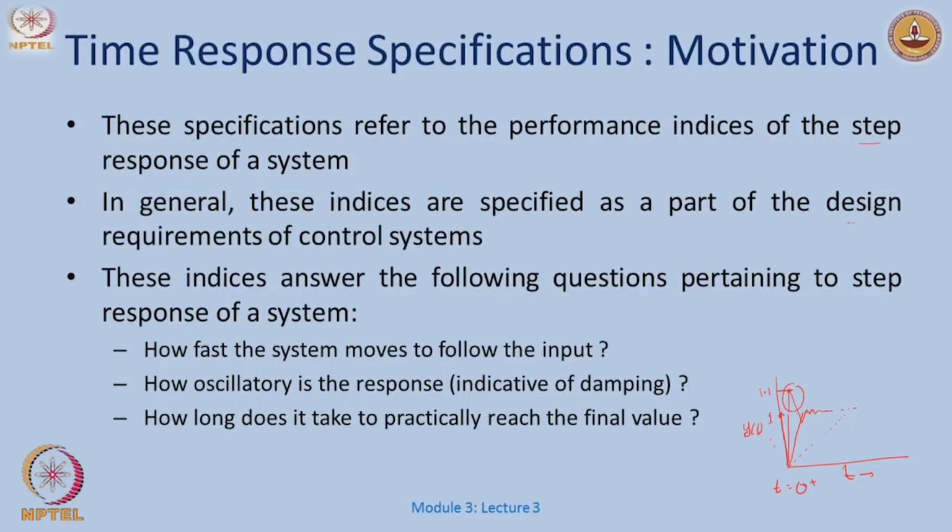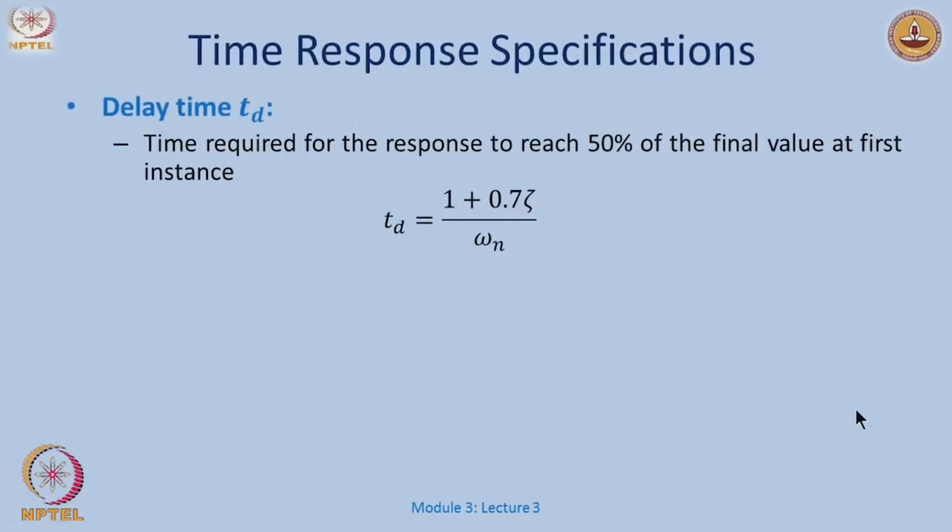Based on these arguments, what we are interested in is how fast the system moves to a given input. Is the response oscillatory, and how oscillatory is it, which we know depends on the damping, since underdamped systems will have an oscillatory response, and how fast does it reach the final value. Here we will restrict ourselves to underdamped systems, and we will focus on the unit step response. To quantify this, we will define a few things.